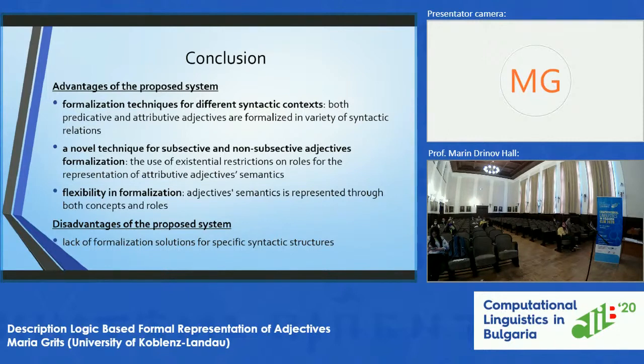Secondly, it should be mentioned that a novel technique for subjective and non-subjective adjective formalization was introduced, when existential restrictions on roles were implemented for the representation of attributive adjectives. Finally, the flexibility of the system should be emphasized since both concepts and roles are used to represent adjective semantics regarding the syntactic context at hand.